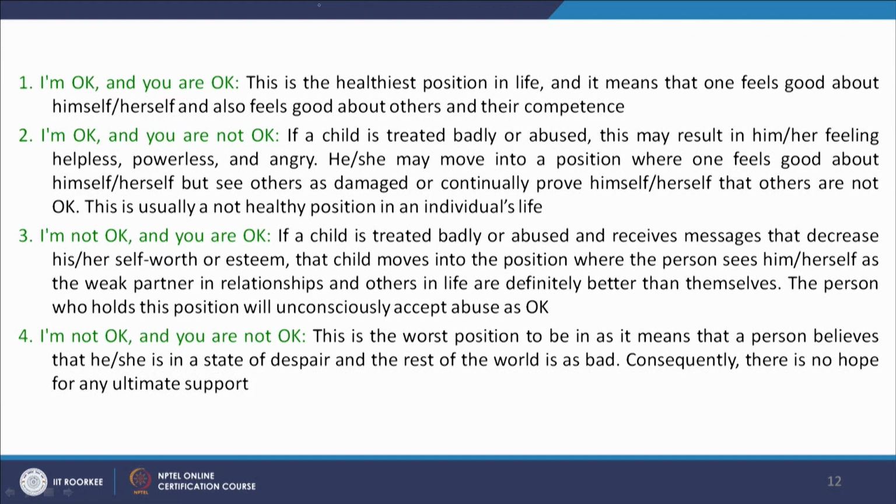If I talk about the first life position, I am okay and you are okay, this is the most healthy and most ideal life position of an individual, when the person feels good about himself and also feels good about others and their competence. That means the person perceives himself as competent enough to manage his life, and also assesses significant others to be competent enough to handle their lives. This position is created when the childhood experiences are very positive.